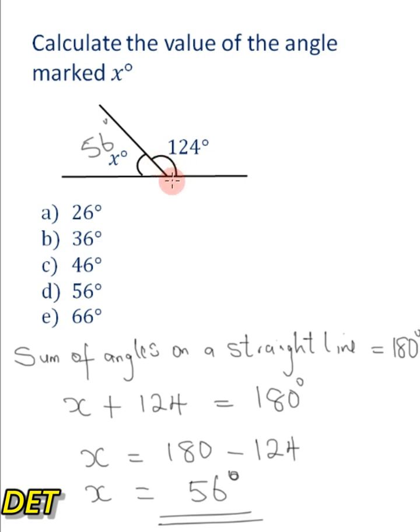This is very simple and straightforward mathematics. It's very important that you know this theorem or law, that the sum of angles on a straight line is equal to 180 degrees.